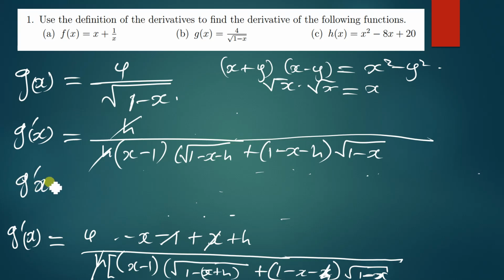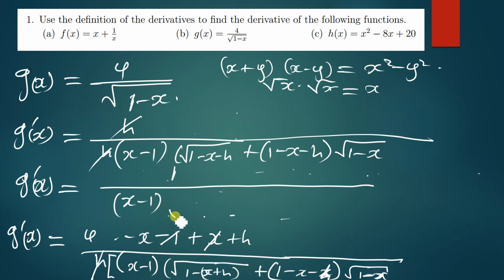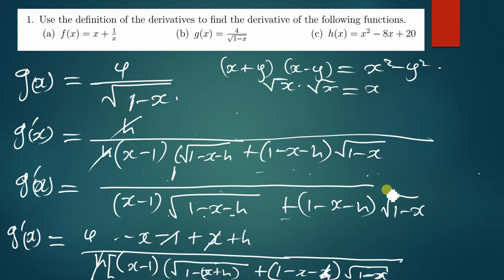So our g prime of x is therefore going to be equal to, on top there we just remain with 1, and then down there you're going to have this expression, which is x minus 1 times the root of 1 minus x minus h, plus 1 minus x minus h times the root of 1 minus x.